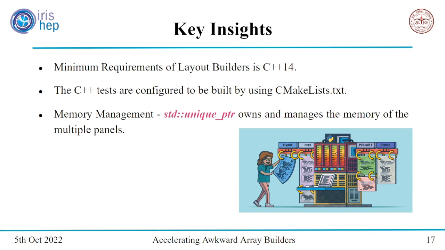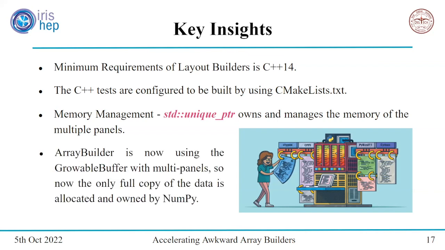The memory management: the unique pointer owns and manages the memory of the multiple panels. So we don't need to worry about managing the memory in the growable buffer. Earlier, we needed a copy of a unique pointer data in C++ to a NumPy allocated array. But since the array builder is now using the new growable buffer, now there isn't even a single unique pointer anymore. The only full copy of the data is allocated and owned by NumPy.